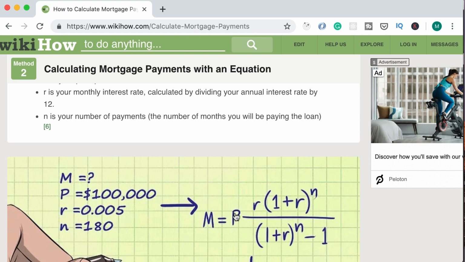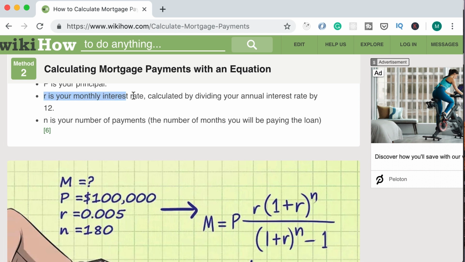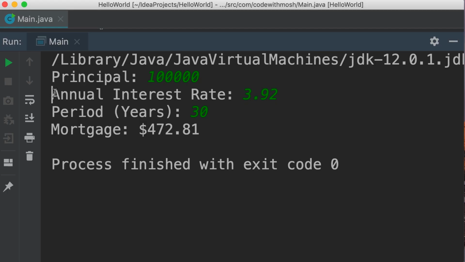Mortgage equals P, or principal, or the amount we're going to loan, multiplied by R, which is our monthly interest rate. This is very important. So this number that we get here is our annual interest rate. We need to divide this by 12. Also, take into account that this number is represented as a percent. To calculate the actual interest rate, you need to divide this number by 100. So in this example, the interest rate is 0.0392. So whatever the user enters, divide it by 100 and then divide it by 12 to get to the monthly interest rate.